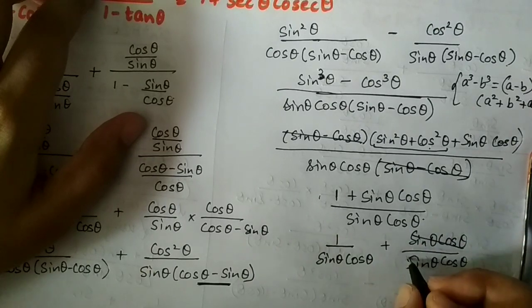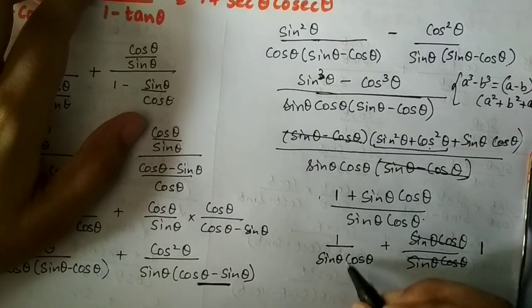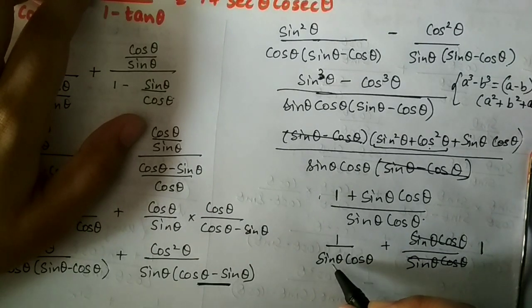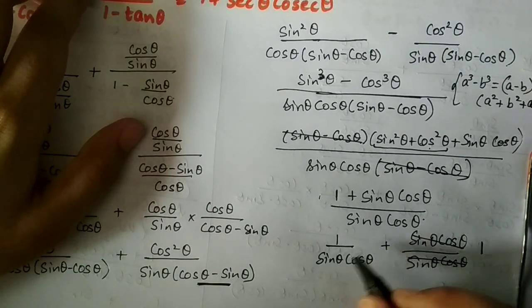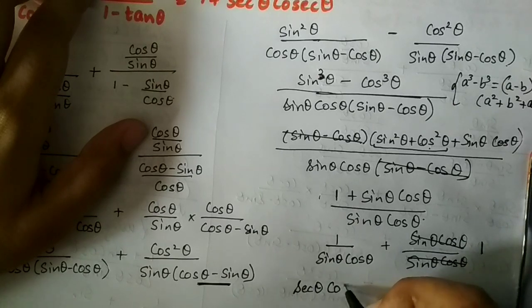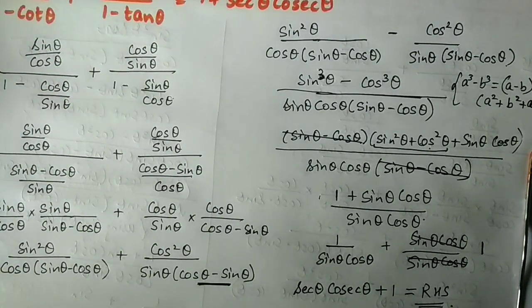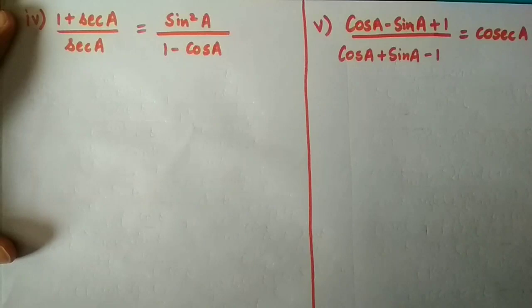Now sin theta upon cos theta and sin theta upon cos theta will cancel to give 1, and here 1 upon sin theta can be written as cosecant theta and 1 upon cos theta can be written as secant theta. So here you have secant theta into cosecant theta plus 1, that is equal to your right hand side, hence proved.